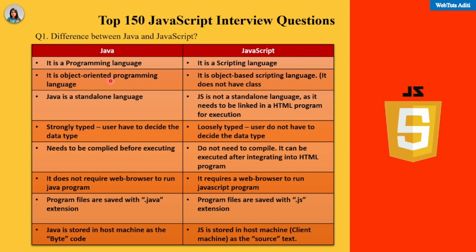Okay, and the second point is Java is an object-oriented programming language. That is, you need to create a class, and then an object of that class is created to access its variables, functions, and other properties. But JavaScript is an object-based scripting language. That is, it does not have classes. Everything in JavaScript is an object.